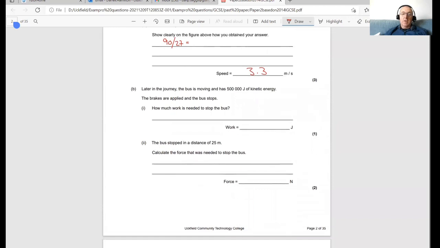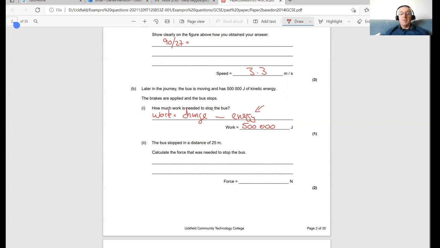Then, so that's our working on the graph done basically. We're now looking at energy. We have the bus with 500,000 joules of energy. The brakes are applied, the bus stops. How much work is needed? Well, work is the change in energy, whether it's a change in kinetic or change in potential. So because it has lost 500,000 joules, 500,000 joules of work has been done. So there's your key fact.